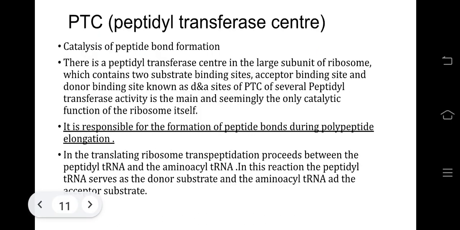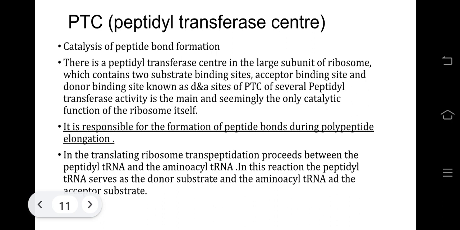Then PTC, peptidyl transferase center. Peptidyl transferase center, catalysis of peptide bond formation. There is a peptidyl transferase center in the large subunit of the ribosome, which contains two substrate binding sites, the acceptor binding site and the donor binding site, known as the D and A sites of PTC. Peptidyl transferase activity is the main and seemingly the only catalytic function of the ribosome itself. It is responsible for the formation of peptide bonds during polypeptide elongation.